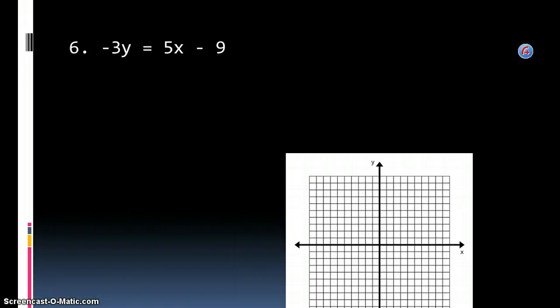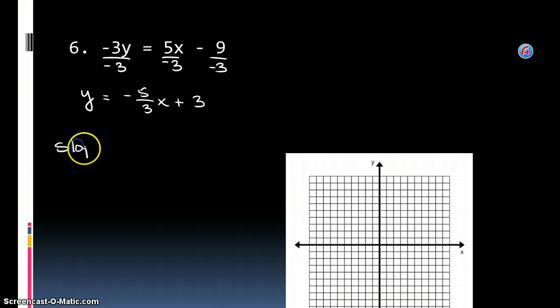Okay, so for number 6, here's what I would love for you to do. I would love for you to try this one on your own, or at least start it on your own. Actually, I see something a little bit different here, so I probably will do it with you. But if you feel pretty confident about this, go ahead and press pause, do this one on your own, and then fast forward to the correct answer. But for everyone else, we will divide by -3, and we get y is equal to -5 over 3x plus 3.